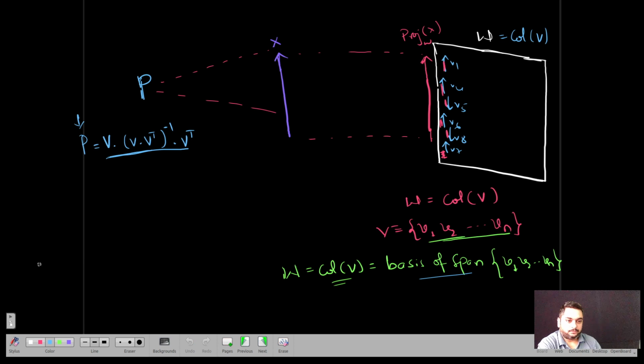Okay, now these are my vectors. Okay, in the same plane, in the same subspace W, these vectors v1, v4, v5 will also have some orthogonal vectors. Say in the same subspace, there are vectors which are perpendicular to them. These vectors are perpendicular to them.